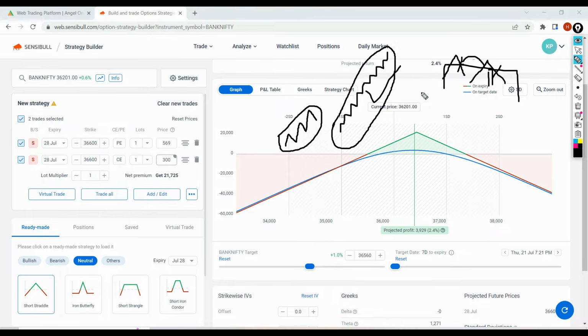The logic I've told you is that whatever combined premium you got, you have to divide by 4.